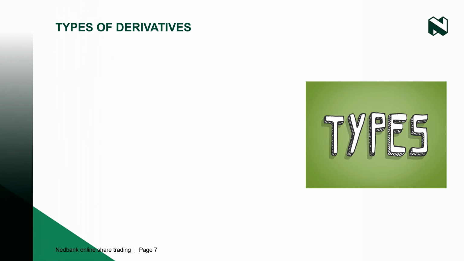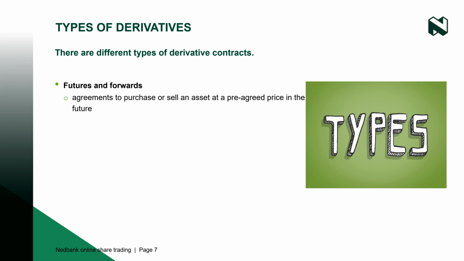Now let's look at the different types of derivatives. There are 4 basic types of derivative contracts. These include futures or forward contracts, options and swaps. Forwards and futures. Both forward and futures contracts involve the agreement to buy or sell a commodity at a set price in the future, but there are slight differences between the two. While a forward contract does not trade on an exchange, a futures contract does.